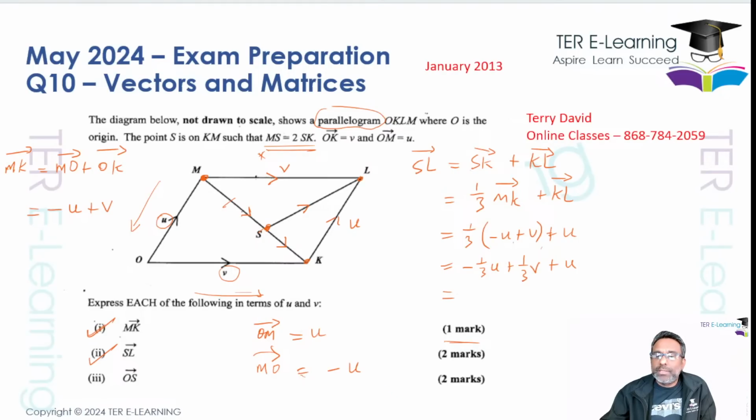Use your calculator and see if you get the answer that I have here. I'm going to take minus 1/3 and add it to 1. On the calculator, minus 1/3 plus 1, I get 2/3. So therefore, this here is going to be 2/3 U plus 1/3 V. So that is my vector SL.